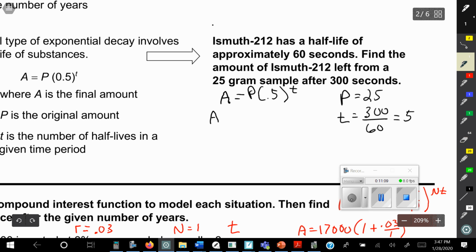So now all you got to do is just plug the 5 and the 25 into the formula. You have A is equal to P, which is 25, times 0.5 raised to the T, which is 5. And then you type that in the calculator, and you get 0.78125.